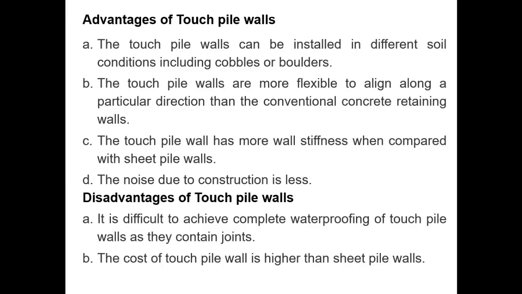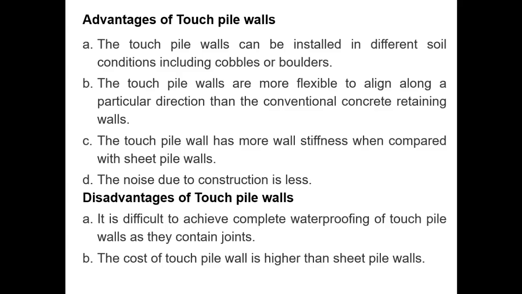The advantages of touch piles are: touch piles can be installed in different soil conditions, including cobbles or boulders. The touch pile walls are more flexible to align along a particular direction than the conventional concrete retaining walls. The touch pile wall has more wall stiffness when compared with sheet pile walls. The noise due to construction is less.